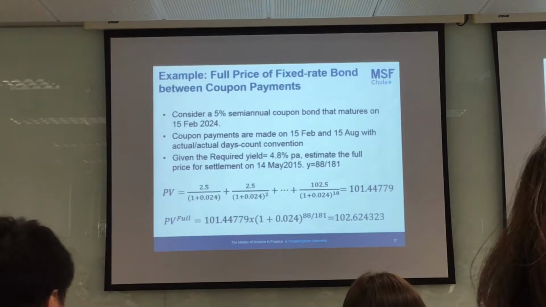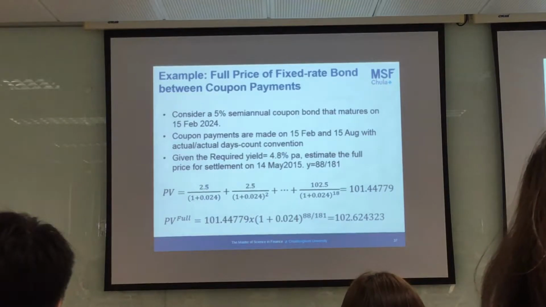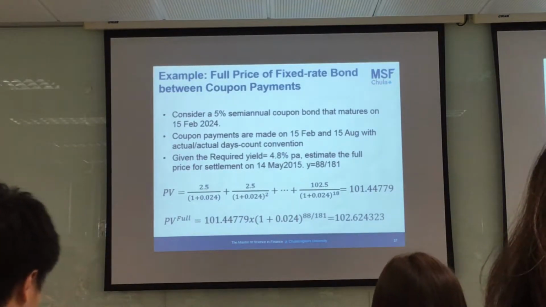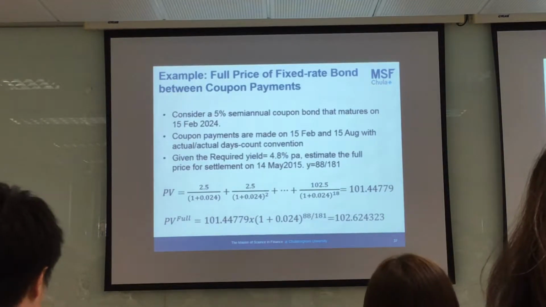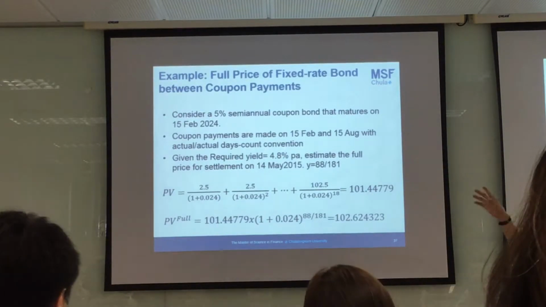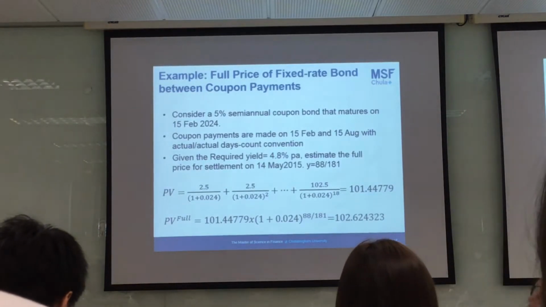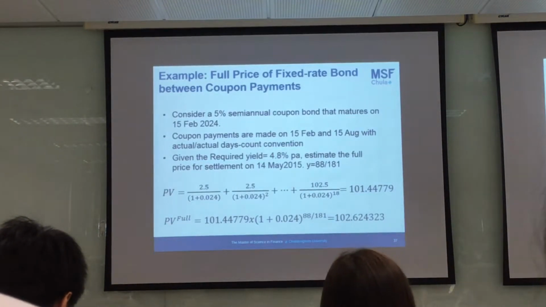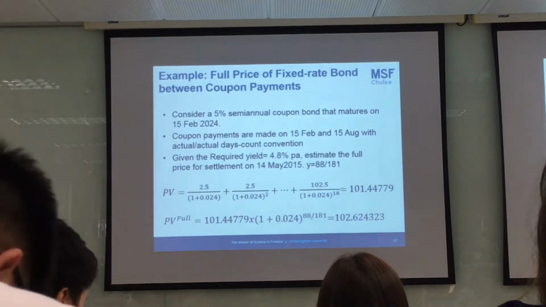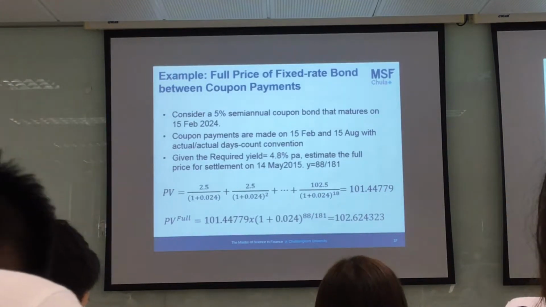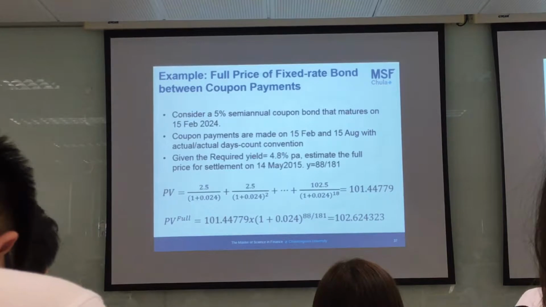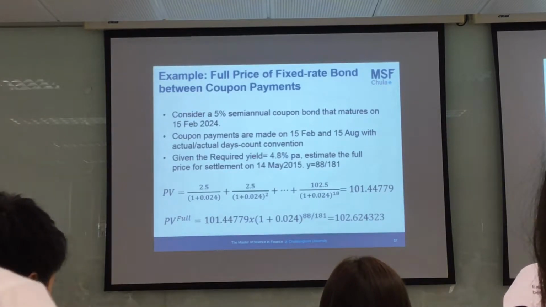Now let's have a look at the example. One more complication when we deal with this is the day count convention. Different countries may use different day count conventions when you estimate the days from the last coupon payment until the settlement date, or from the settlement date to the next coupon date. As I mentioned last week, normally in the market there are about 3-4 day count conventions, and that would affect the AI, the accrued interest.